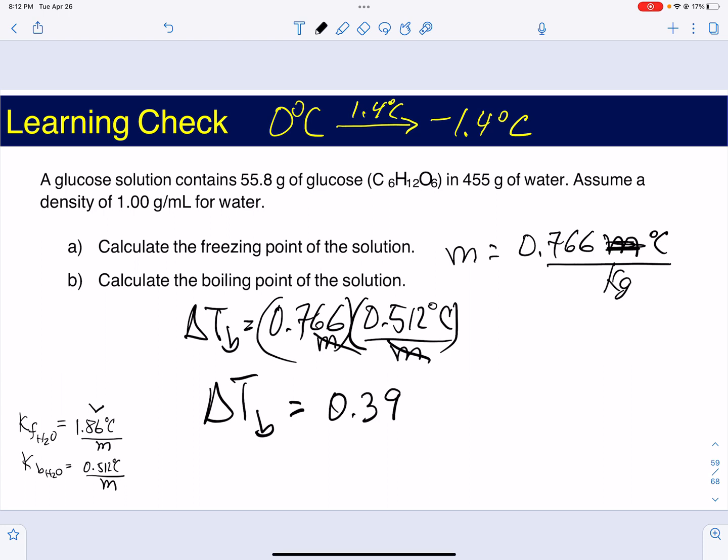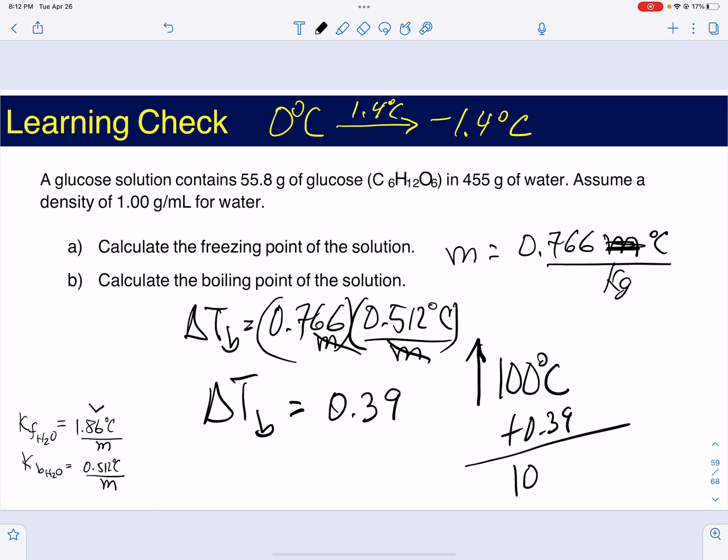And that's going to be 0.39, which means we know that the pure water boils at 100 degrees Celsius. We know that having a solute will make it bigger. So we're going to add 0.39. So instead of boiling at 100 degrees, now it's going to boil at 100.39 degrees Celsius. So you can see that the value for the boiling is almost 4 times smaller than the value for the freezing. So the change in the boiling is a lot smaller than the change that we observe in the freezing. So that's basically how you work these problems.